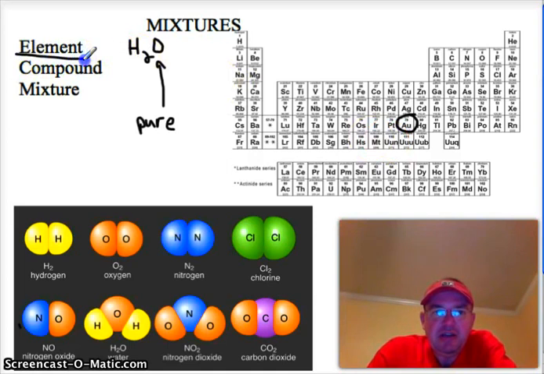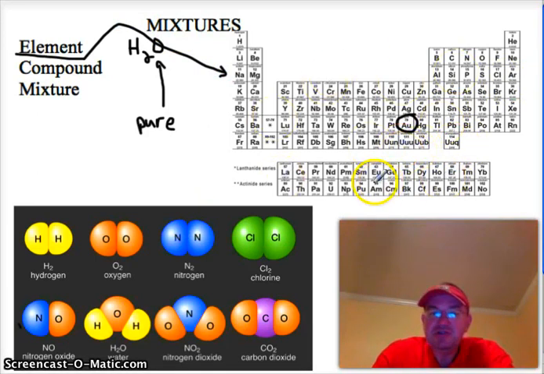Here is the listing of elements. You see these 114 or so elements right here. These are the elements known in nature, and some of them are actually man-made, but scientists put them on this periodic table anyway. But an element contains only one single type of atom. You cannot split an element up and still have that element.